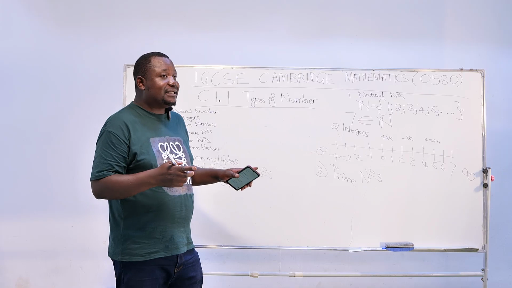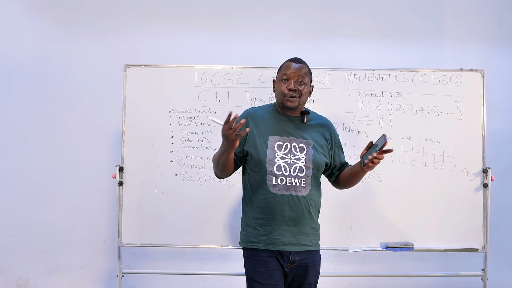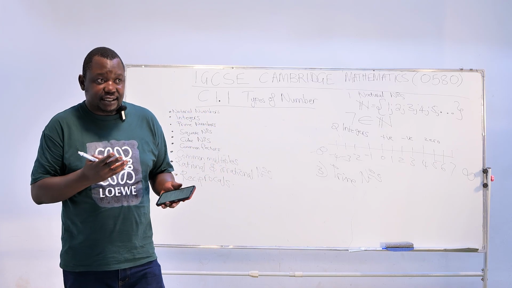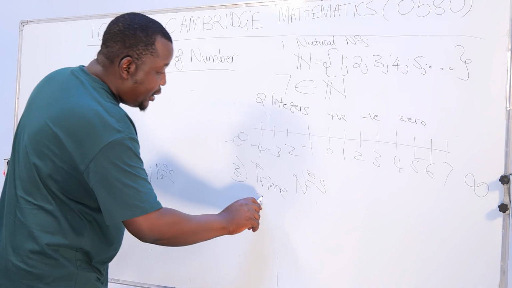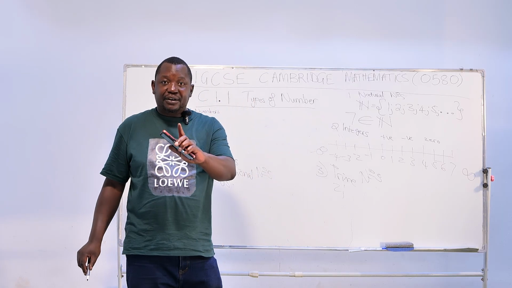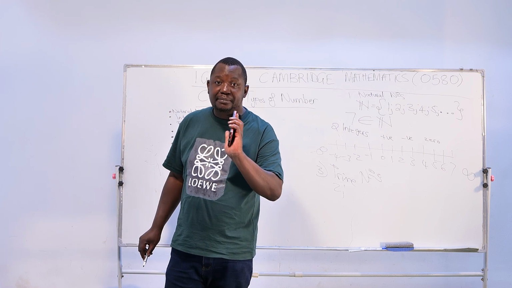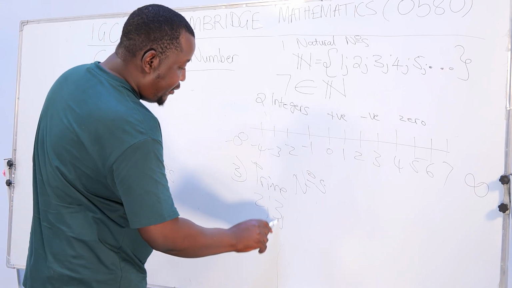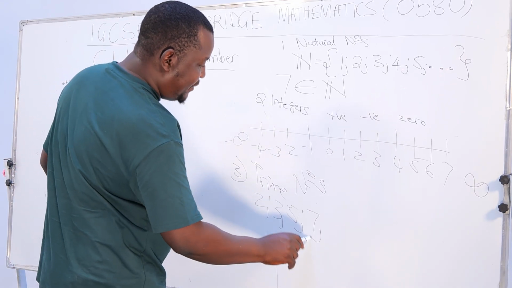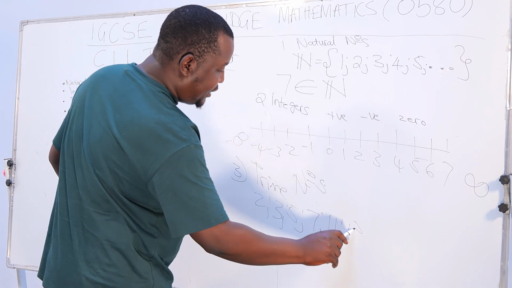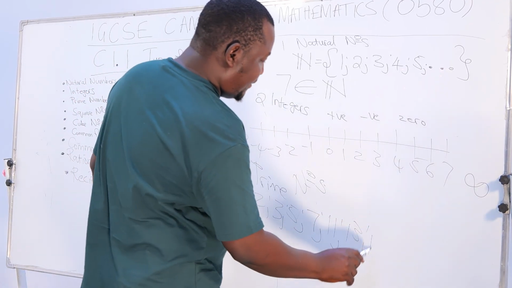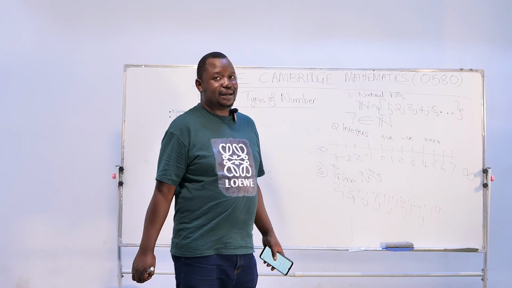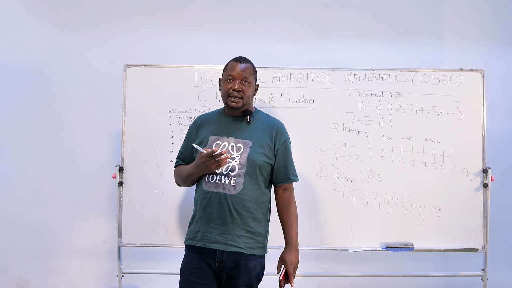And if we are to list prime numbers, let's say we are required to list all the prime numbers between 1 and 20. So 2 is a prime number. 1 is not a prime number. Let me emphasize this. So 2 is the first, followed by 3, followed by 5, followed by 7, followed by 11, followed by 13, followed by 17, and lastly 19. Those are the prime numbers between 1 and 20.